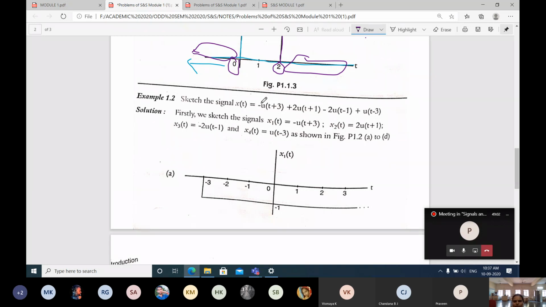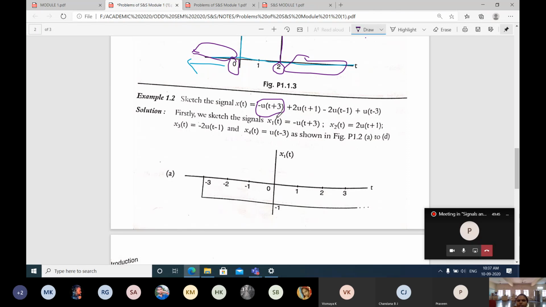First, what are all the functions given? First you observe those. Take each signal with a different variable. Here it is taken as x1 of t is equal to minus u of t plus 3. x2 of t is taken as 2 u of t plus 1. Then x3 of t is taken as the whole function, minus 2 u of t minus 1. Then x4 of t is taken as u of t minus 3 function.